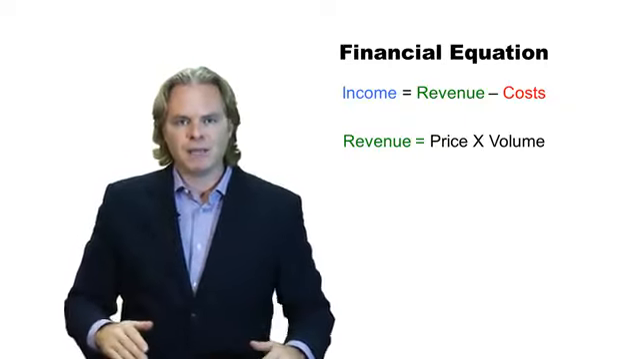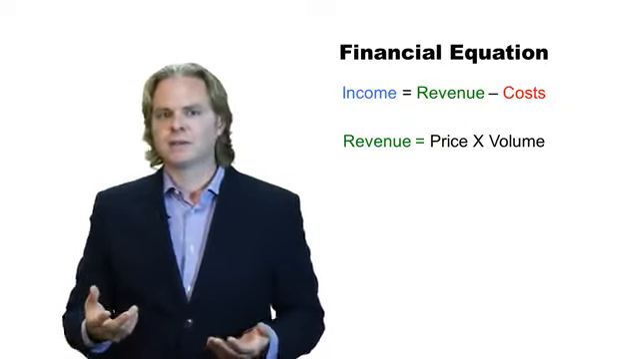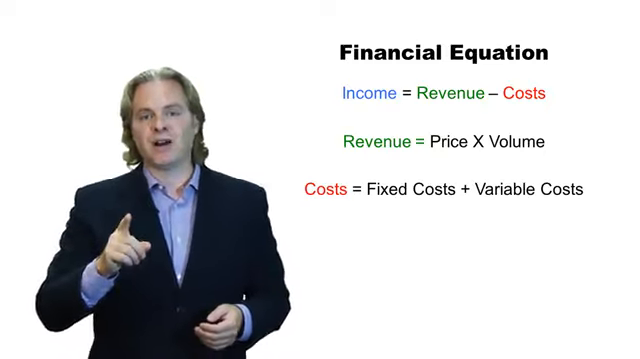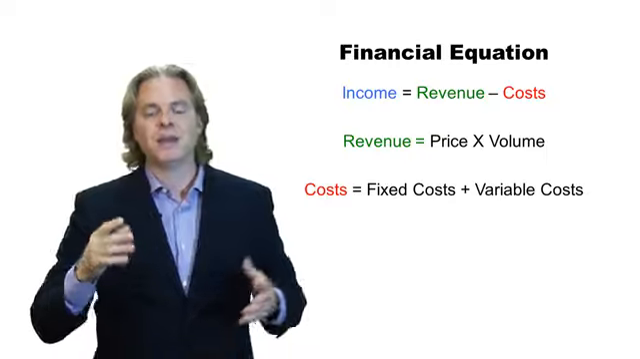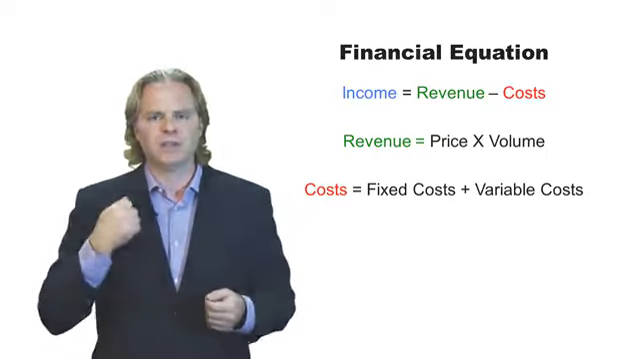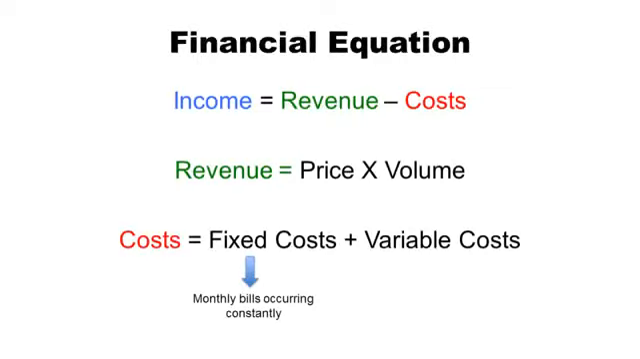Then you go to the next step down. You start looking at costs. Okay? There's a formula for costs. Costs equal fixed costs plus variable costs. Figure out what your fixed costs are. What are your fixed costs? You know, that's what you're going to have to pay month after month after month. These are the expenses that are just going to exist whether you do business or not.